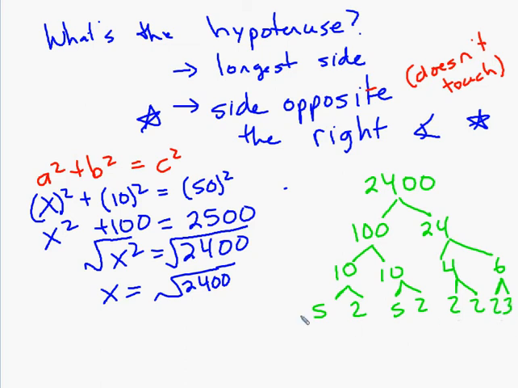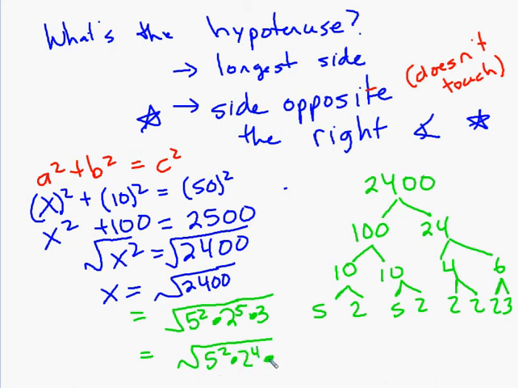2 and 3. Okay, so I'm going to rewrite the 2400 as 5 squared times 2 to the 5th times 3. Now I need to split this up so it's divisible by what number? 2. Okay, because that's my index, so 5 squared times 2 to the 4 times 2 times 3. So the square root, what can I actually take the square root of? 5. Okay, and the rest has to stay.